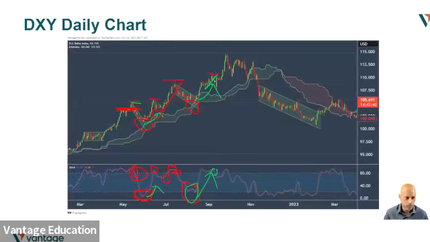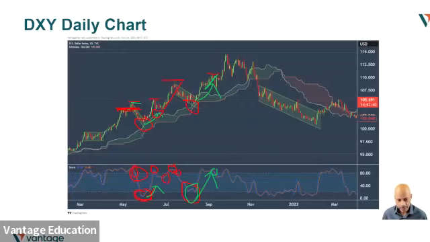Although this pullback wasn't as strong, because we were in a strong bullish trend, for most parts of 2022 the strongest retracements came in June and in August, whereas the other retracements or pullbacks were not as deep as the ones I have mentioned earlier.